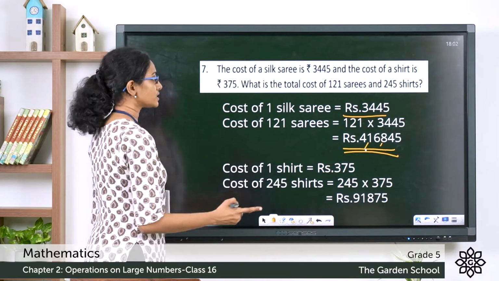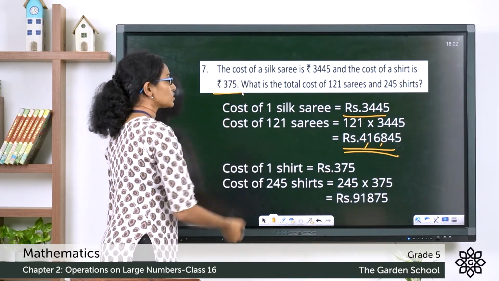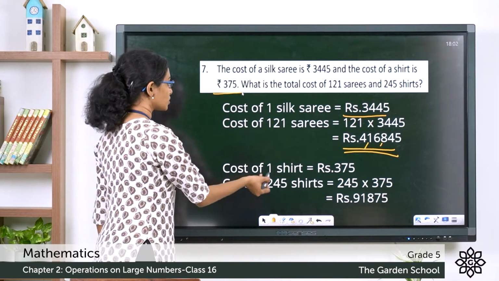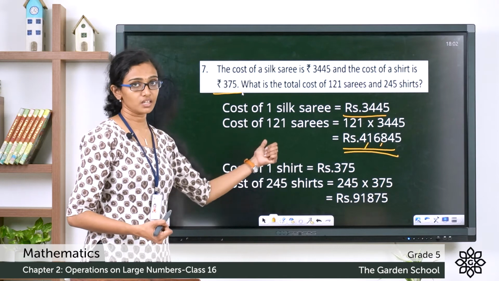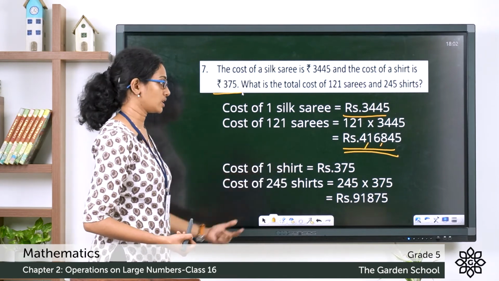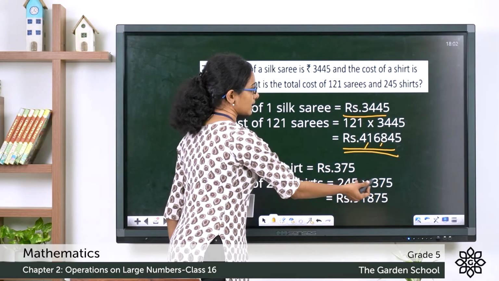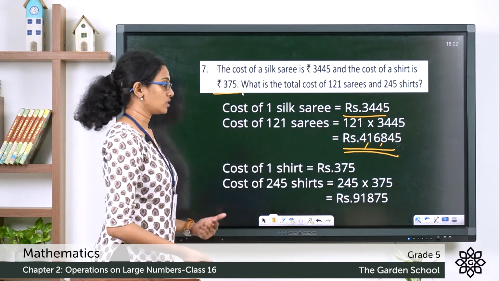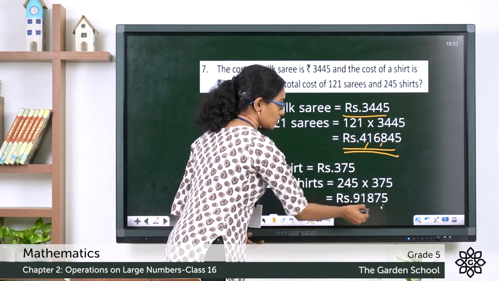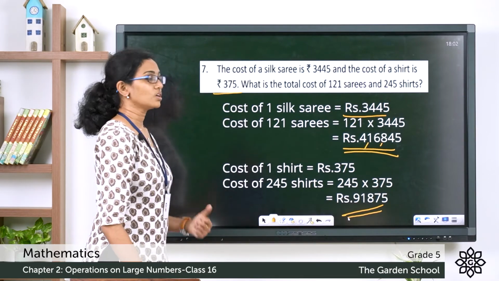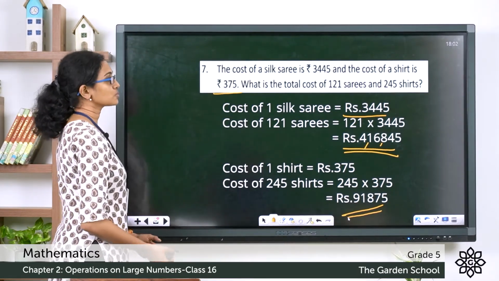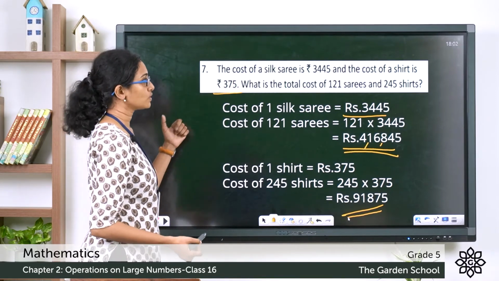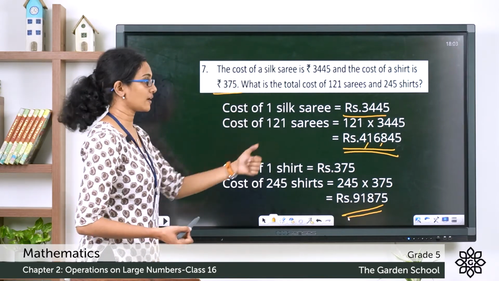Now let's find out the total cost of 245 shirts. The cost of one shirt is equal to rupees 375. The cost of 245 shirts will be 245 times the cost of one shirt, right? So it is 245 into 375. After multiplication, you will get the product as rupees 91,875.